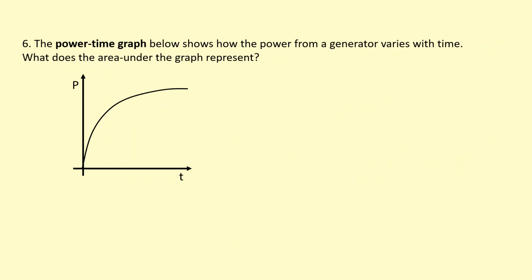Okay, here we have a power time graph. Power is a rate of change of energy, or rate of change of work done if you want. Rearrange this equation, we get the area on the graph represents the energy or work done.